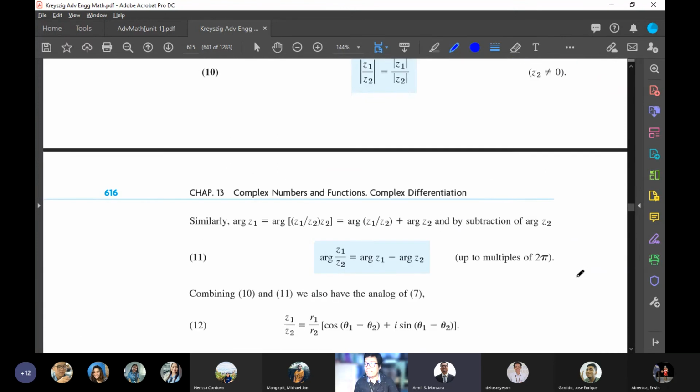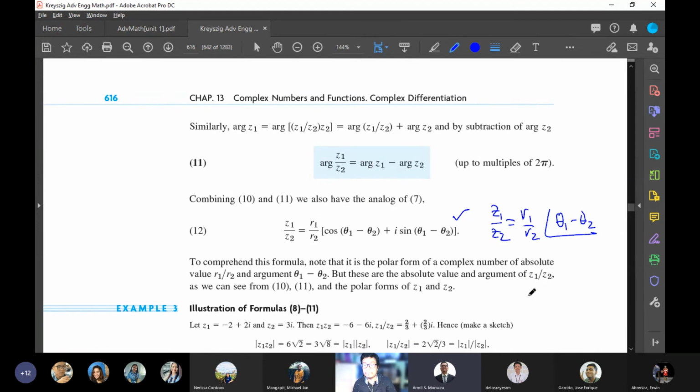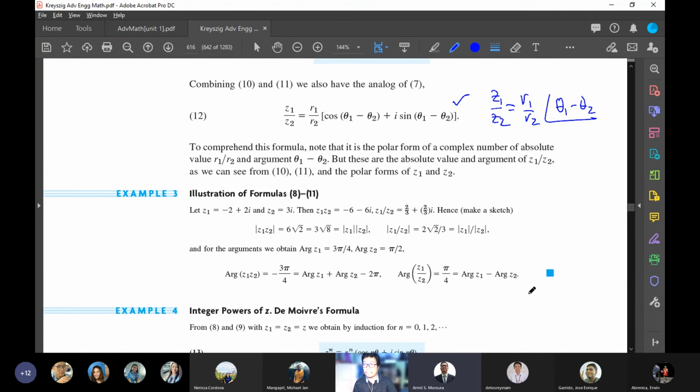Okay. In the same manner, in terms of division, you can also do that. In this case, the quotient of Z1 over Z2 is R1 over R2 angle theta 1 minus theta 2. So here, you have to divide the magnitudes. And then that angle would be the difference of the angles of Z1 and Z2. Okay? So, let's see how that applies.